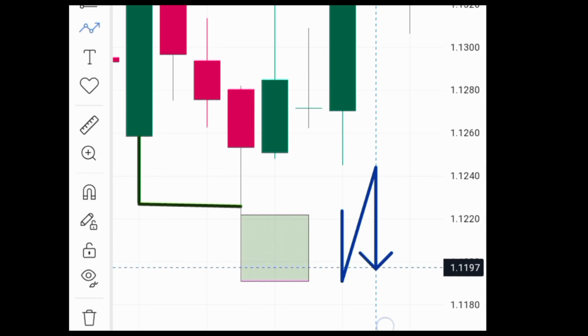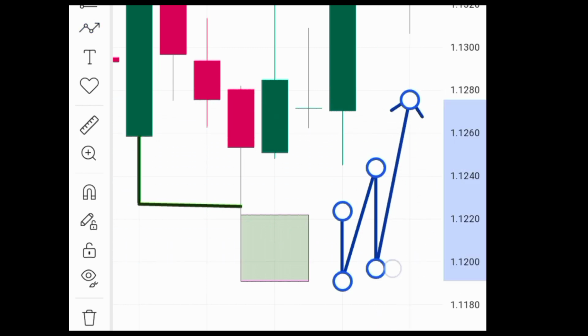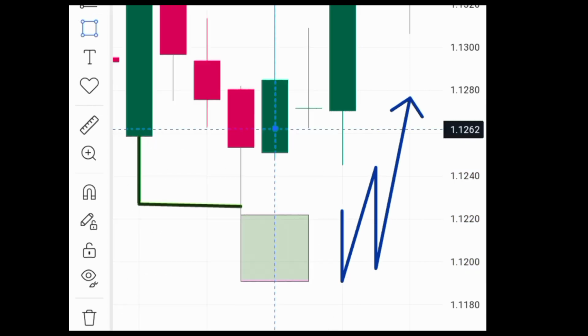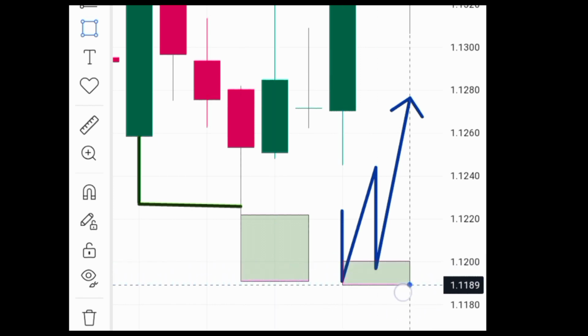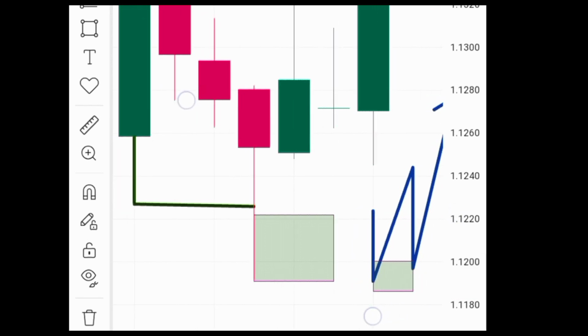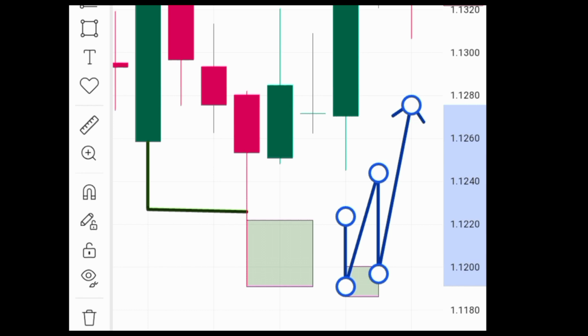Upon retesting this zone, you take the trade to the upside. Now you look for a break of structure on a smaller time frame like M5. So once the market comes into this zone, you look for something like this, a shift in market structure. Upon retesting this zone is where you are going to place your trade. That is what we are going to be looking at in a smaller time frame.